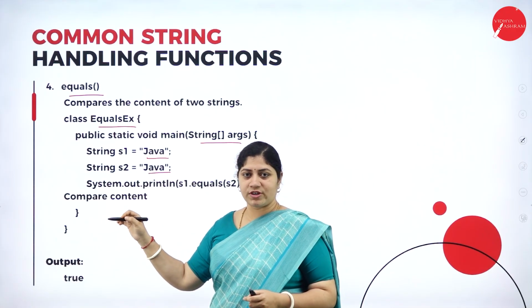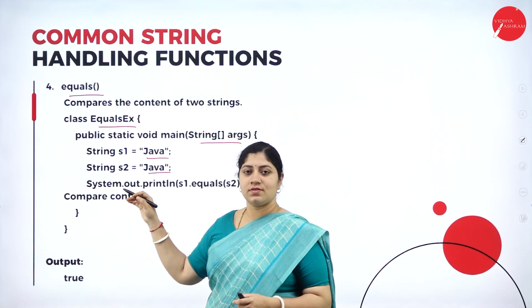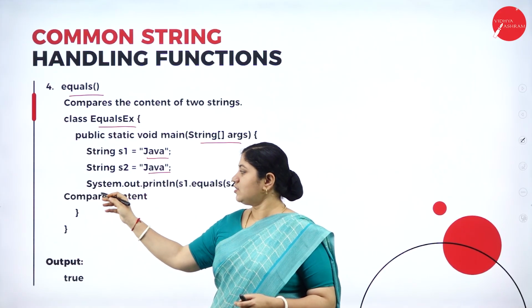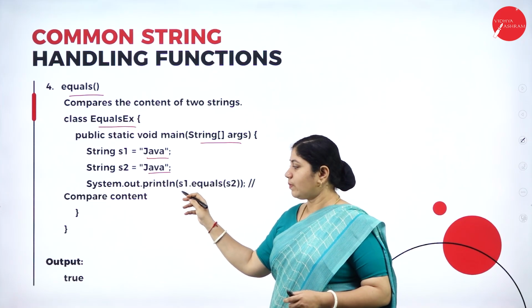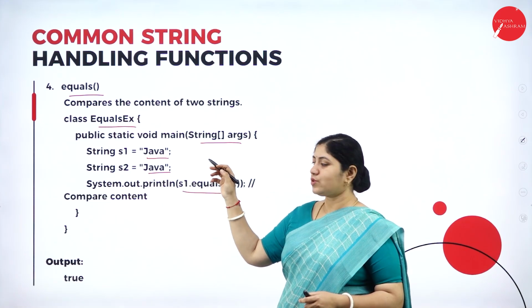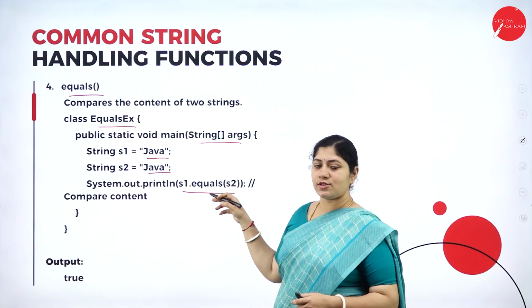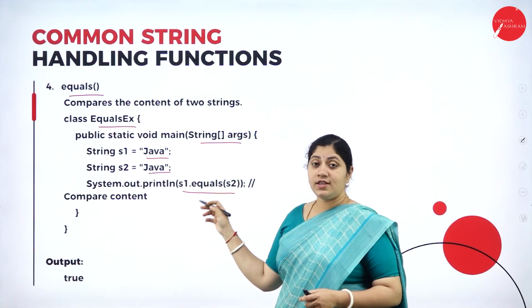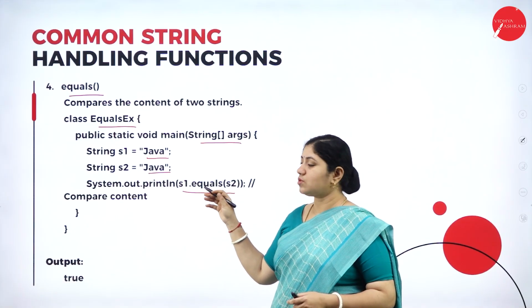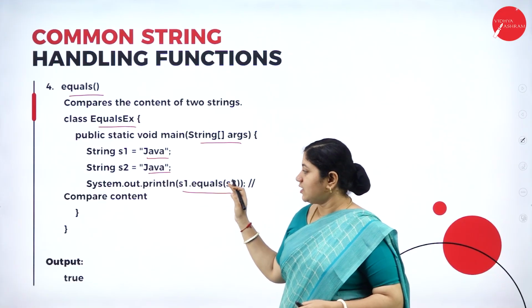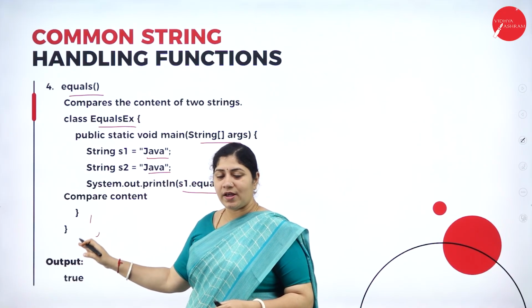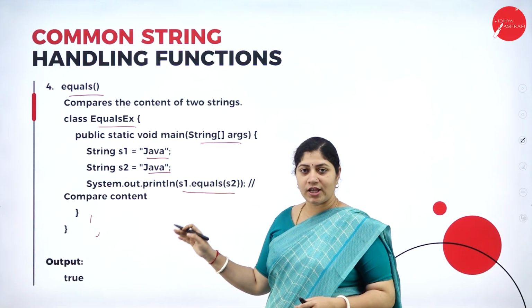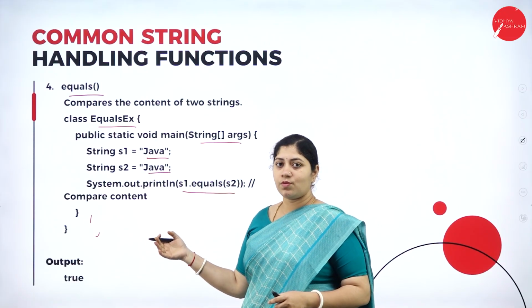Finally we have to print the output, correct? So for that, let's write a print statement. It is none other than System.out.println followed by the equals. So how should we include it? That is s1.equals(s2). Here it is used to compare the characters of s1 and s2. Yes, we are done with writing the print statement. Let's close the parenthesis.